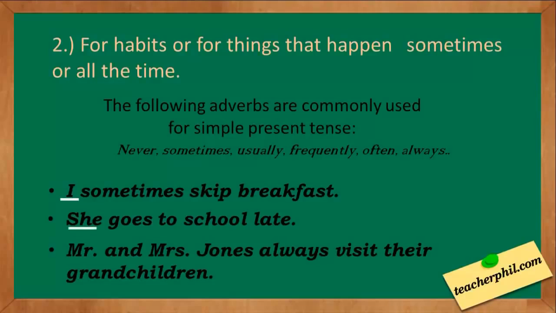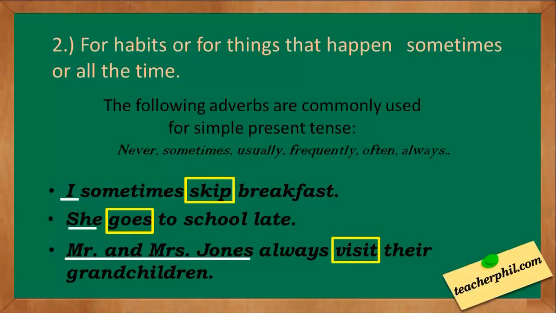I, she, and Mr. and Mrs. Jones are the subjects in these sentences, while skip, goes, and visit are the verbs. If you notice, all the examples follow the pattern subject plus main verb.